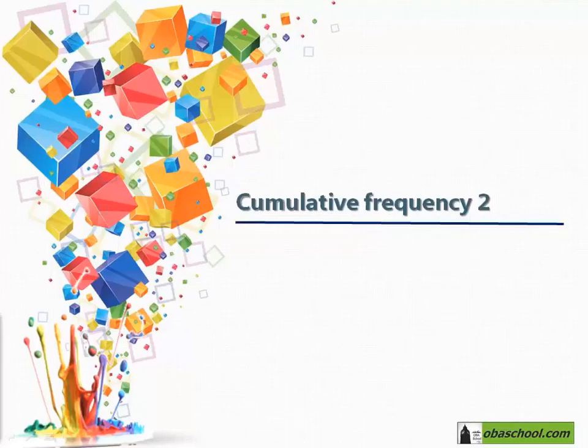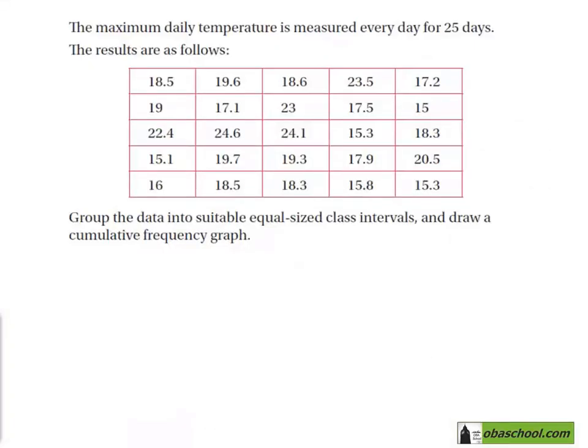In this tutorial, we will be solving another exercise about cumulative frequency. The maximum daily temperature is measured every day for 25 days. The results are as follows. If you take a look at this table right here, you can notice that it's separated into 25 boxes, each box containing a number. This number is the temperature on a certain day. So we had 25 recordings on 25 separate days.